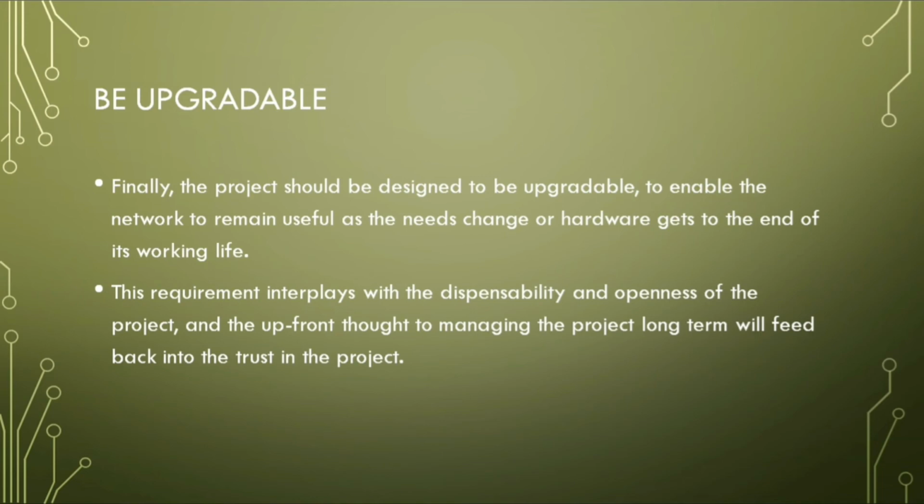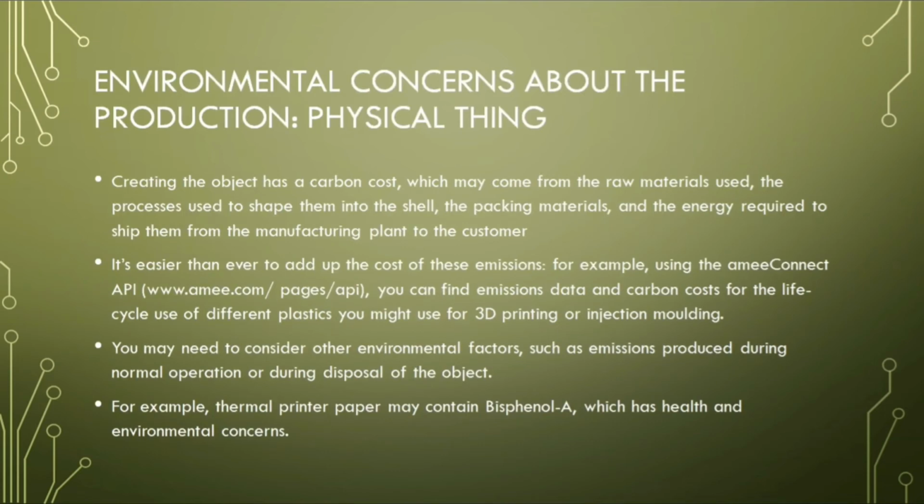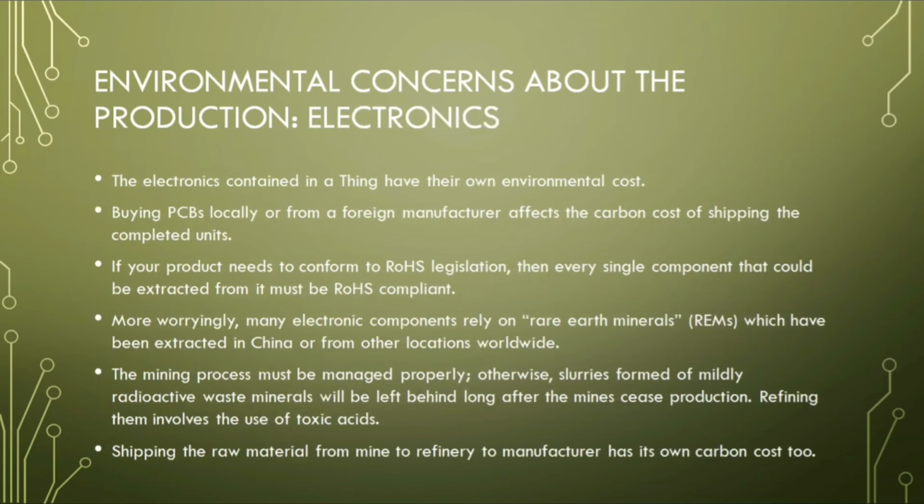There are some classic environmental concerns about the production and running of the Internet of Things itself. Creating the object has a carbon cost, which may come from the raw materials used, the processes used to shape them into the shell, the packing materials, and the energy required to ship them from the manufacturing plant to the customer. The cost of these emissions needs to be considered. The electronics contained in a thing have their own environmental cost. Buying PCBs locally or from a foreign manufacturer affects the carbon cost of shipping the complete unit. Considering the potential cost savings, even a responsible manufacturer may find it reasonable to offset the extra carbon emissions.